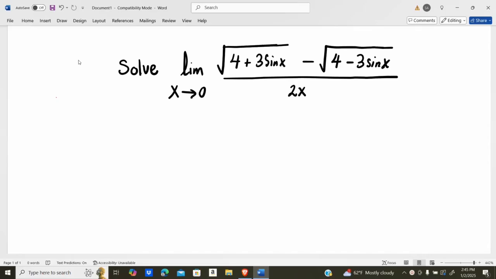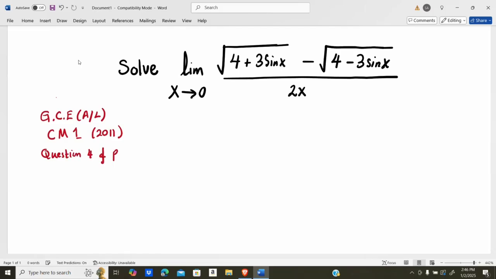Hello again. So let's try to solve this limit problem. This is a past exam question from GCE A levels, combined maths part 1 or combined maths 1 paper from 2011. Combined maths 1, 2011. Question number 4 of part A of that paper.